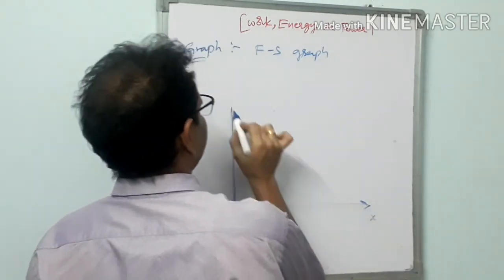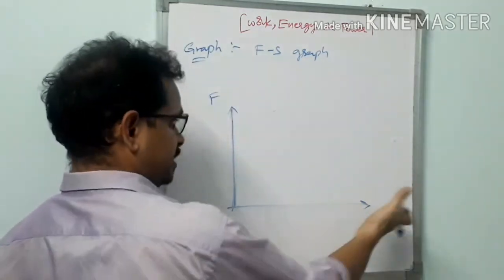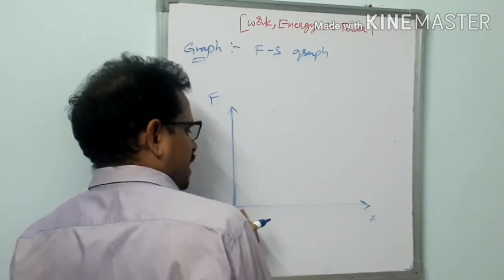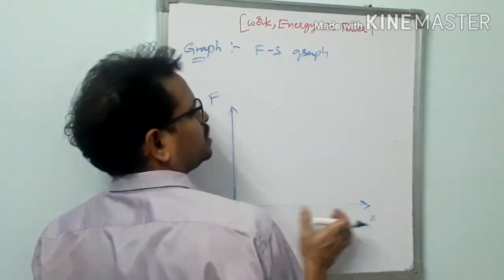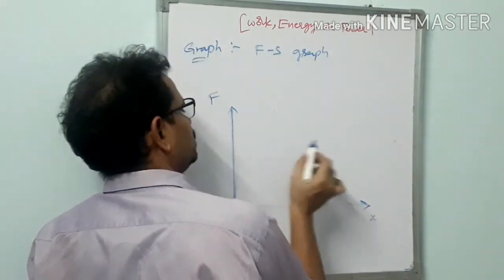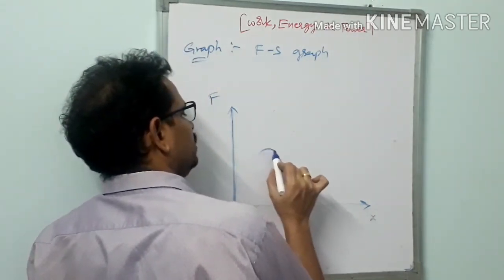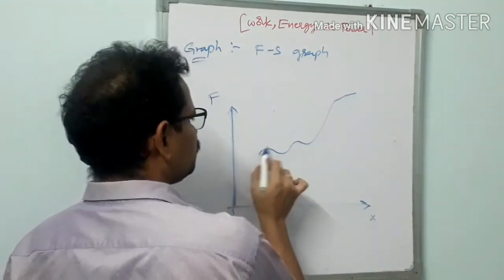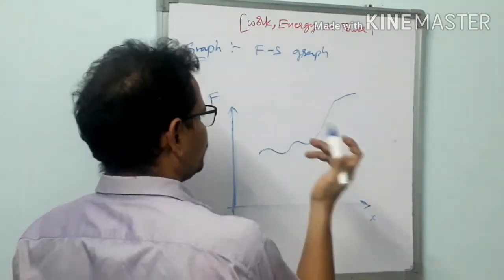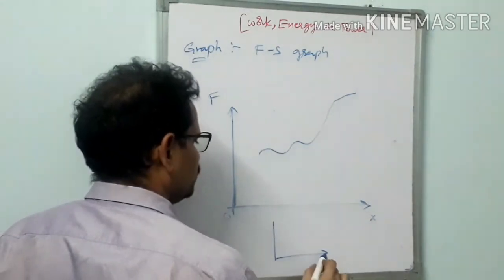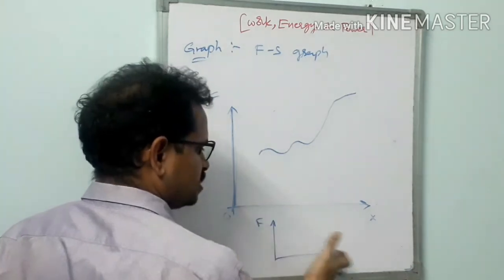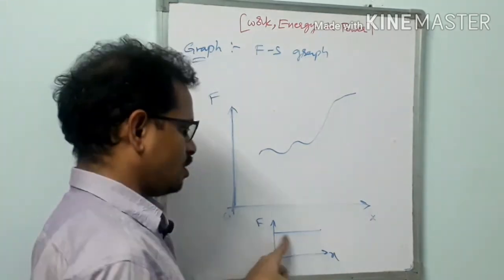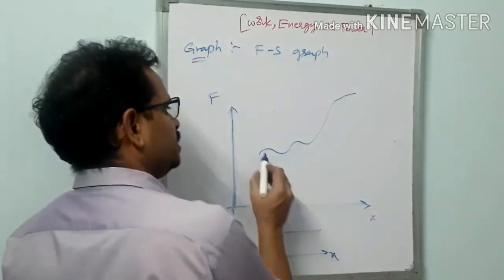This is the displacement, this is force. Displacement is taken along the x-axis, force is taken along the y-axis. This is 0, the origin here. As we are moving along the positive x-axis, let the force vary in this way. Is this constant force? This is variable force. If the force is constant, how would the graph be? The force on the y-axis will be parallel to the displacement axis, like this. So this is constant force. But here this is a variable force.